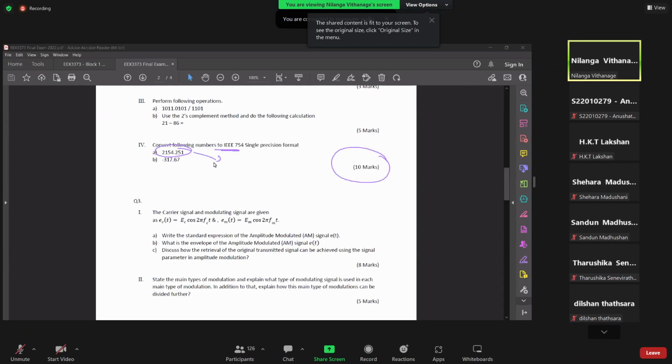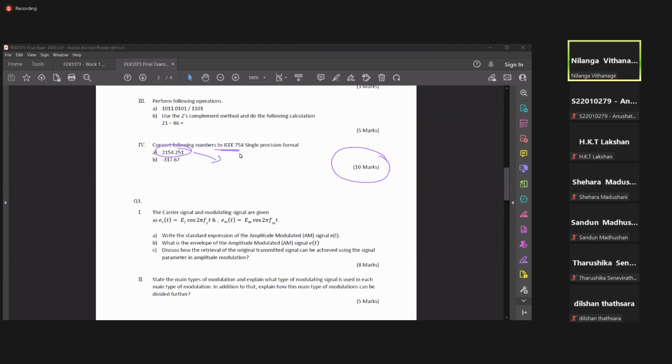Computers nowadays don't use binary values directly. They use floating point numbers instead of normal binary values, right? There are some other representations as well, like BCD, binary coded decimal. But anyway, nowadays computers use floating point numbers. I also explained these floating point numbers in the day school.